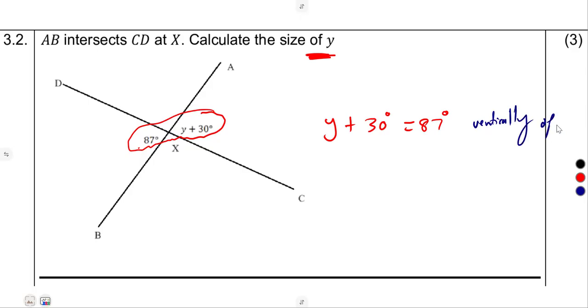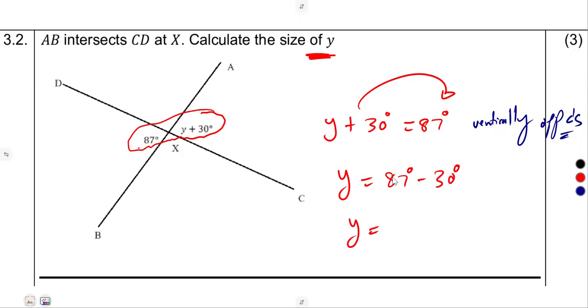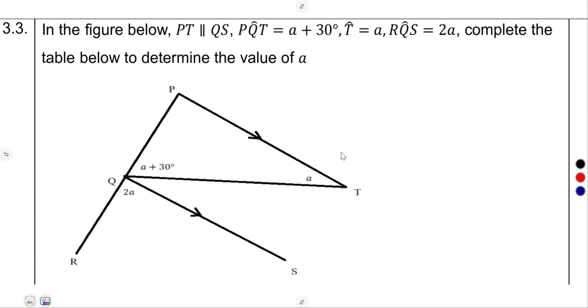These are vertically opposite angles. So let's solve for y. y is equal to, take 30 to the other side, that's 87 minus 30. All right, so that was going to give us the size of y, which is 57 degrees. So where we see y there, that's 57. So that 57 plus 30 is 87. All right, vertically opposite angles.